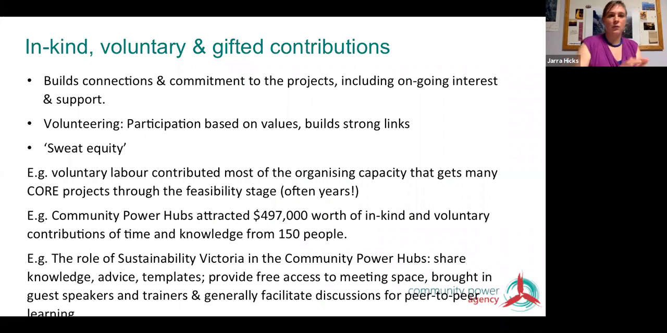Just in terms now of voluntary, in-kind and gifted contributions to the projects, this is a really big area where community energy projects are really different from corporate projects. And this is one of the main ways that community energy projects are able to reduce some of their cash requirements, through the fact that they do rely heavily on voluntary labour, particularly in the early stages of the project. And they're able also to get other people in the community excited about the project and committed to it, and other businesses and organisations able and willing to contribute in-kind contributions.